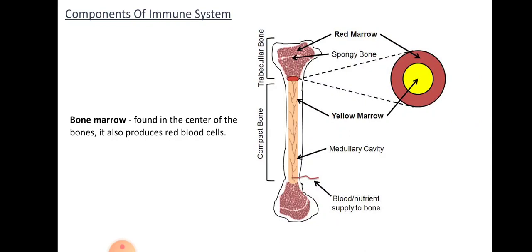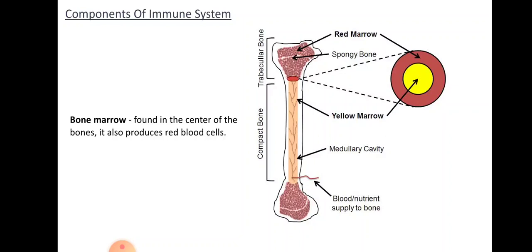So next organ of immune system is the bone marrow. So the bone marrow is found in the center of the bones. It also produces the blood cells, that is the WBCs, RBCs, and platelets. The bone marrow is extremely important to the immune system because all the blood cells originate from the bone marrow. Here, B lymphocytes remain in the bone marrow to get matured while T lymphocytes travel to the thymus gland.